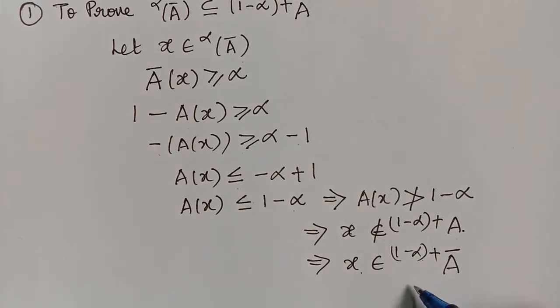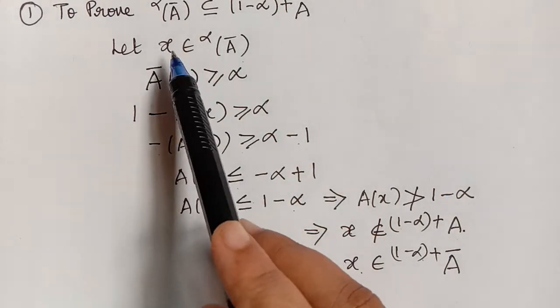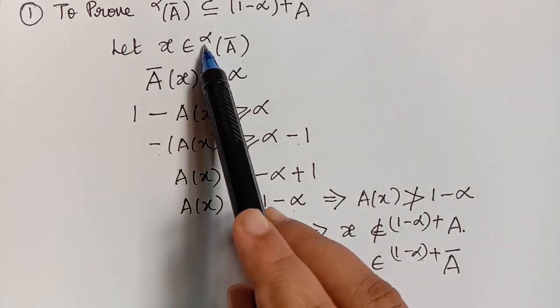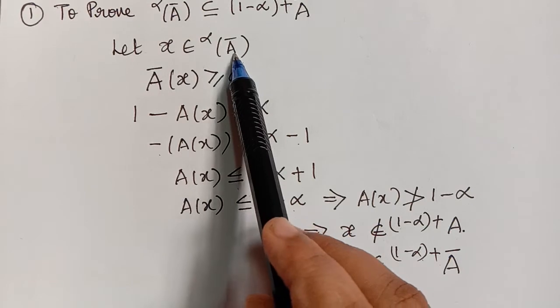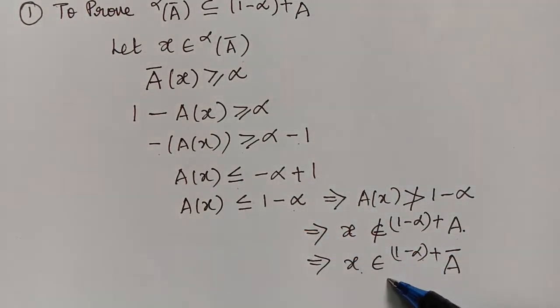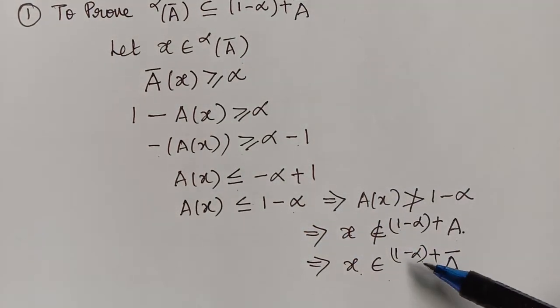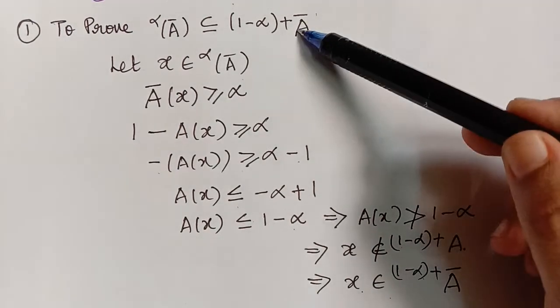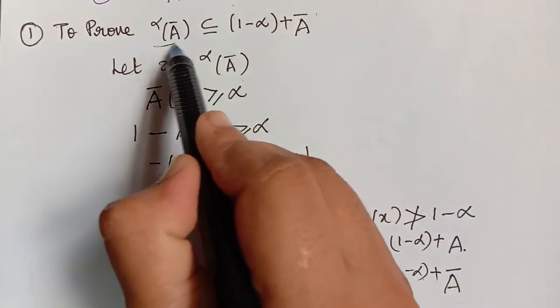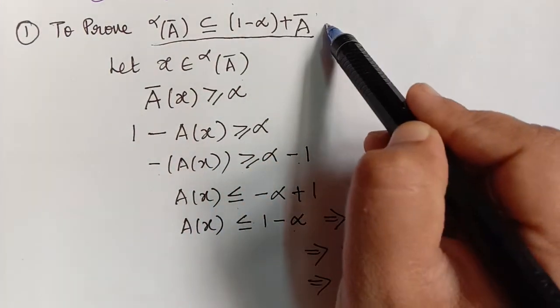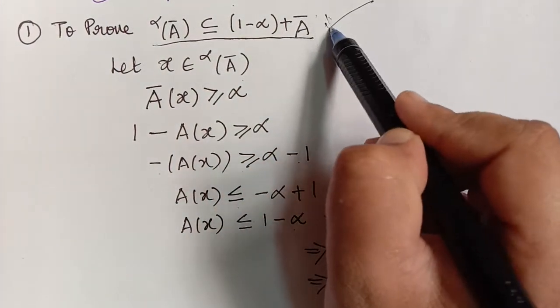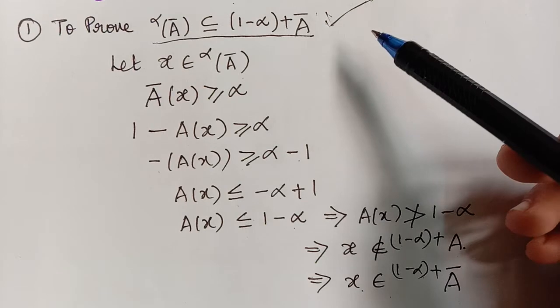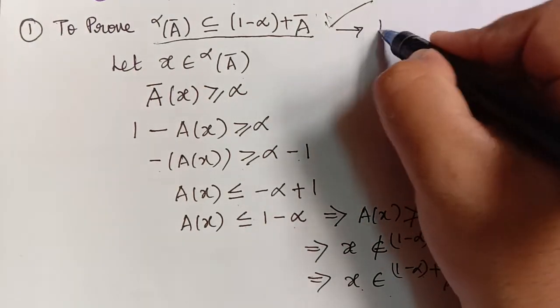So we started with an element x of the alpha cut of A complement, and we have proved that it is also an element of the 1 minus alpha strong cut of A complement, and so we have proved that this is a subset of this. So the first proof is over. Now we shall prove the second step. Let us mark this as equation 1.